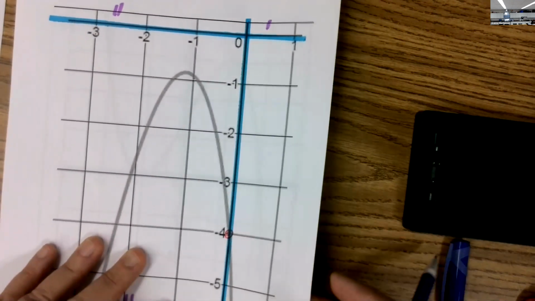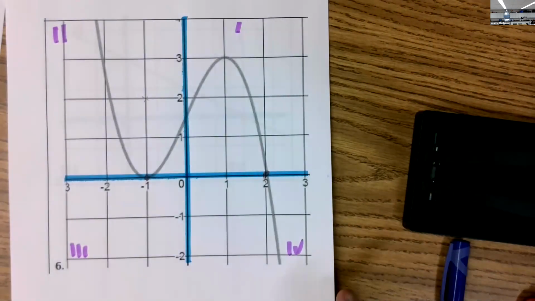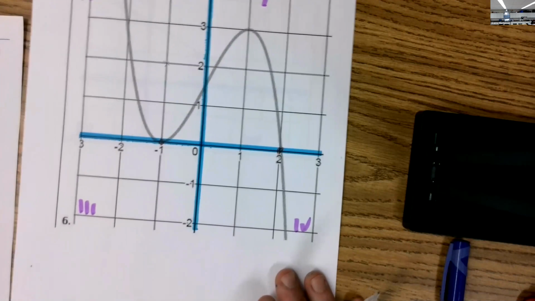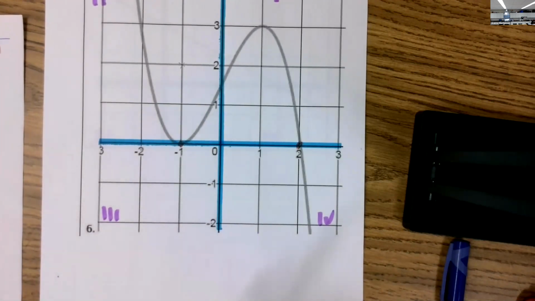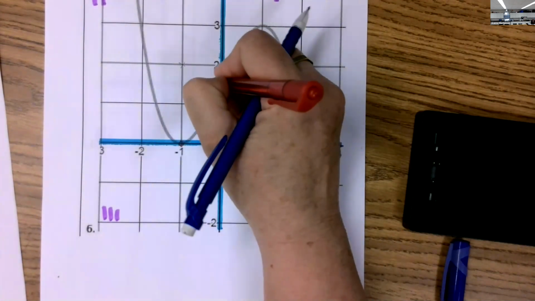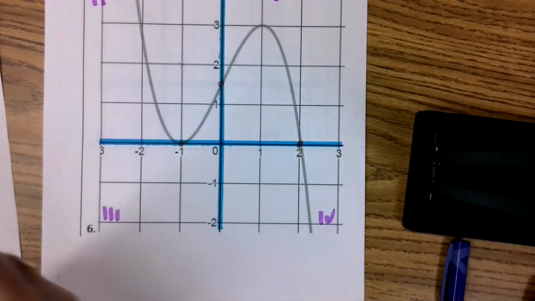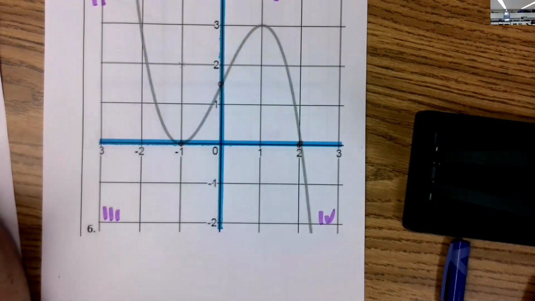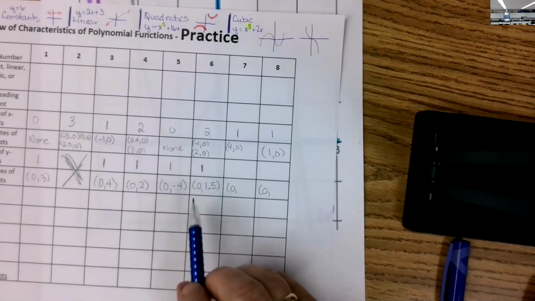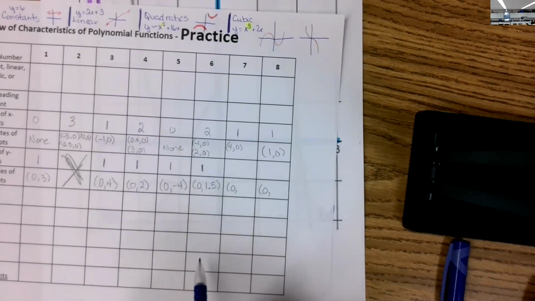That's number 5. And now we are at number 6. Clarissa, your turn. How many y-intercepts? 1, yes. And what are the coordinates? (0, 1.5). Yeah. Just be careful, it's (0, 1.5). But I know that's what you meant, so it's cool.